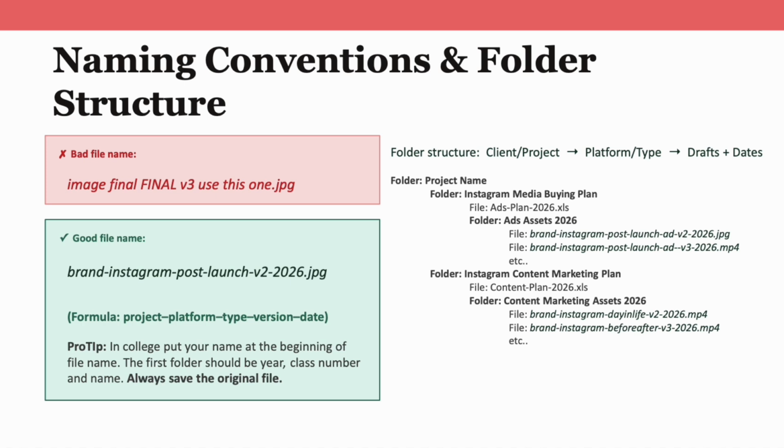Here is a common formula. Think project, then platform, then type, then version, then date. Future you will thank present you. Organization of files is not glamorous, but it is one of the biggest differences between amateurs and professionals.